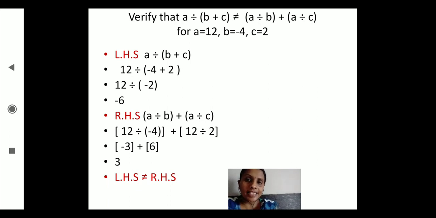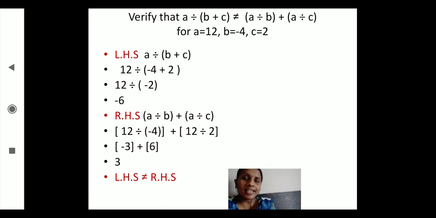Our right hand side is (a divided by b) plus (a divided by c). Now, as we know, a is equal to 12, b is equal to -4 and c is equal to 2. So we will write down these values in the place of a, b and c. So our first bracket is 12 divided by -4 and in the other bracket 12 divided by 2.